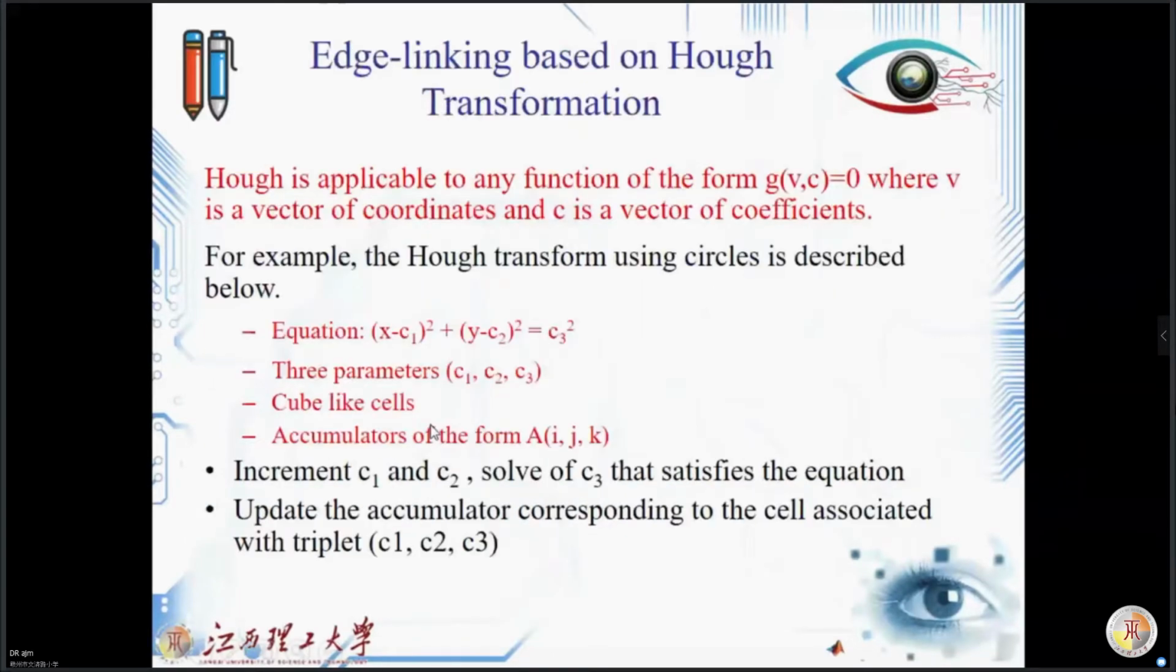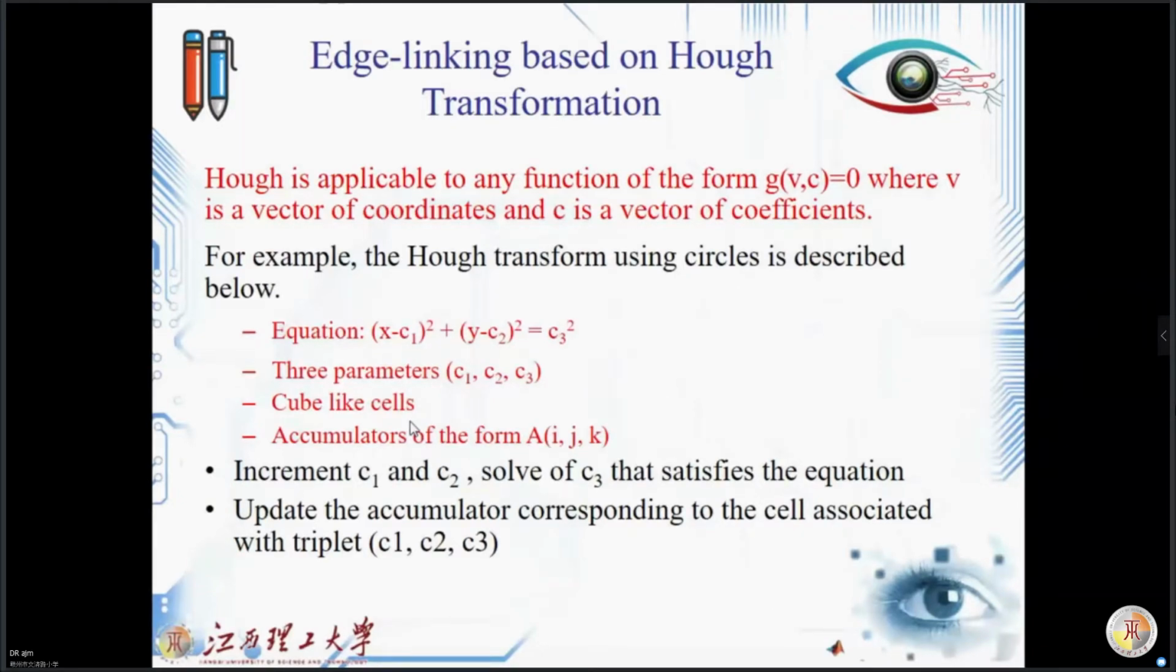The Hough method is applicable to any function of the form f(v, c) = 0, where v is the vector of coordinates and c is the vector of coefficients. For example, the Hough transform using the circle is described by the equation of the circle, as you know, (x - c1)^2 + (y - c2)^2 = c3^2.